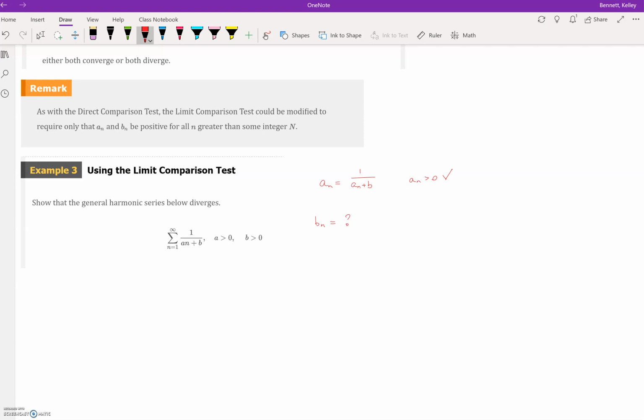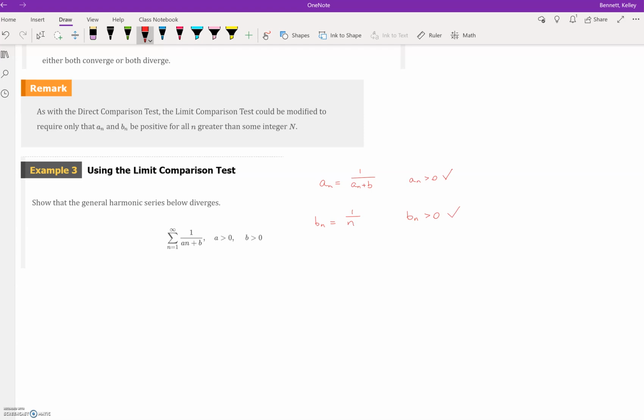So the thing that we want to compare it to is going to be a known series. Like we know the geometric series converges. We know that p-series converge for p greater than 1. We know the harmonic series diverges. And this one feels a lot like 1 over n, right? It's a little bit different. It's the general harmonic series, but let's compare it to just 1 over n. So if we let b sub n be 1 over n, then we know, first of all, that b sub n is greater than 0 always, so that's good.